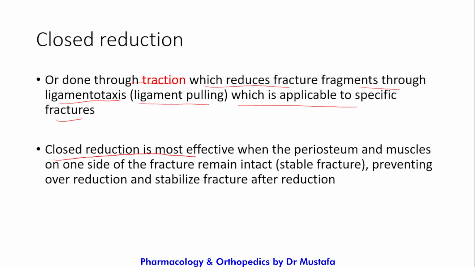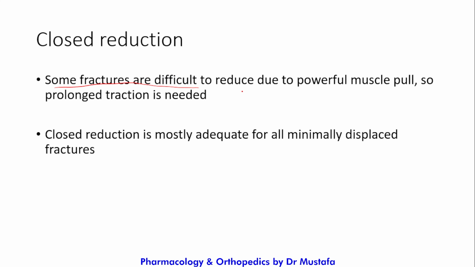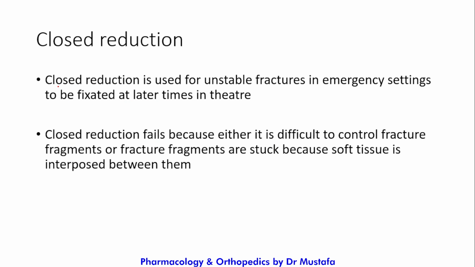So closed reduction is most effective when the periosteum and the muscle on one side of the fracture remain intact, meaning the fracture is stable, preventing over-reduction and stabilizing the fracture after reduction. Some fractures are difficult to reduce due to powerful muscle pull, so prolonged traction is needed. Closed reduction is mostly adequate for all minimally displaced fractures. Closed reduction is used for unstable fractures in emergency settings to be fixated at later times in theater.